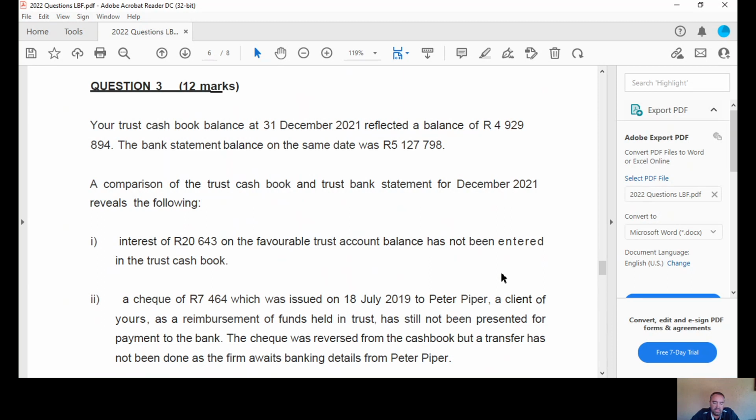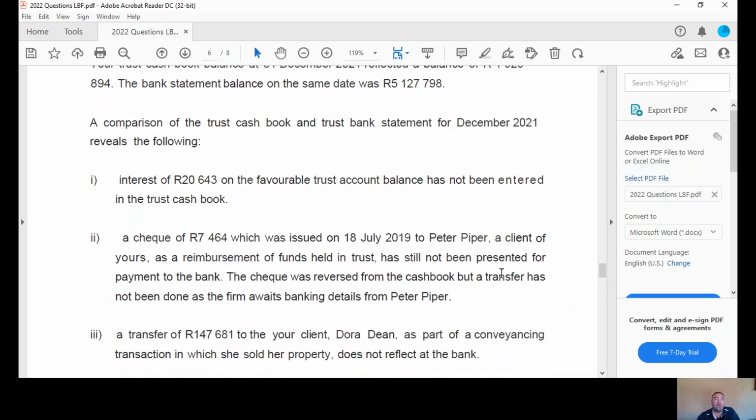Your trust cash book balance at 31 December 2021 reflected a balance of 4,929,894. So immediately you can put that as a debit entry in your supplementary cash book as the balance brought forward. And then it says bank statement balance on the same day was 5,127,798. In other words, you can enter that onto your bank recon because we know that's ultimately what we've got to reconcile. So that's going to be the answer. We've got to fill in the body to get to that answer.